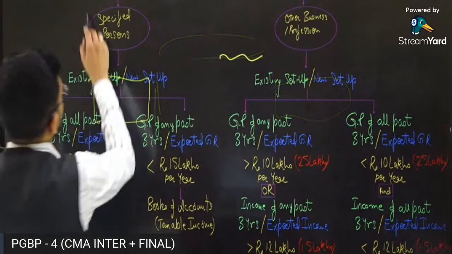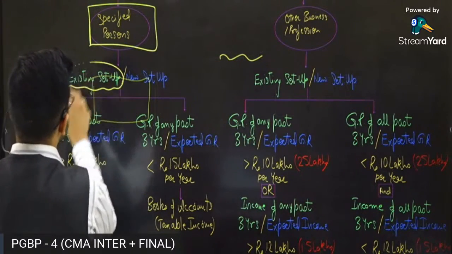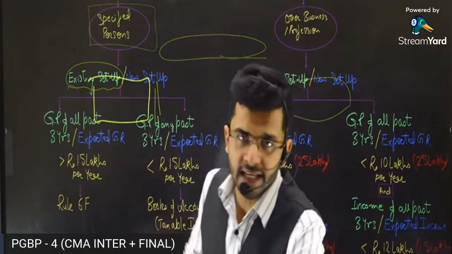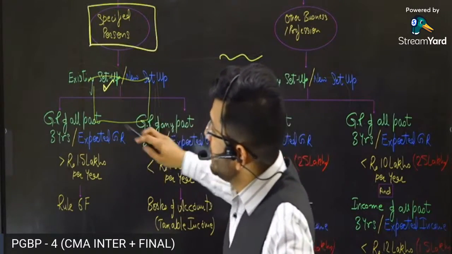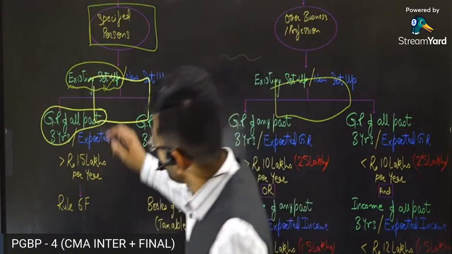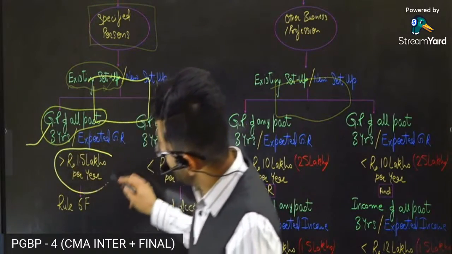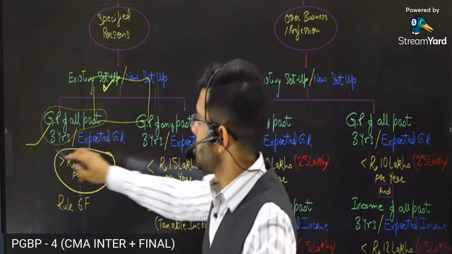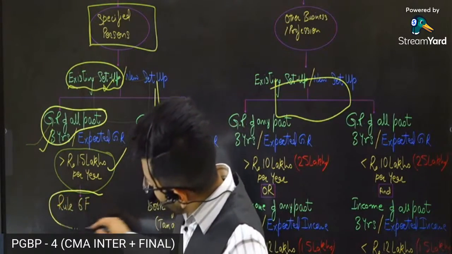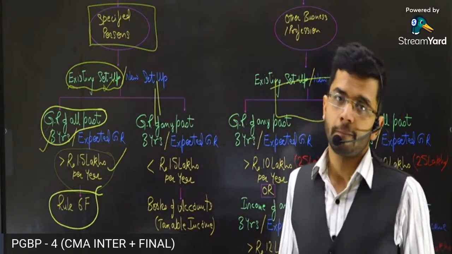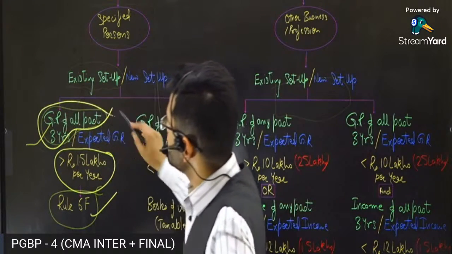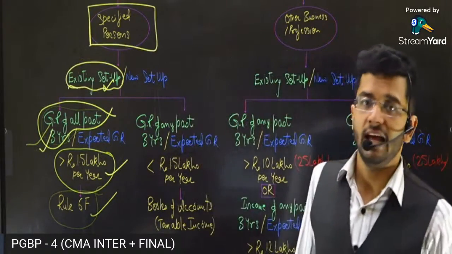Now, for specified persons, if you have an existing setup, which means you are already a businessman doing your business or profession, as the case may be, for a very long time, then what are we going to see? We are going to see the gross receipts of all the past 3 years. If your gross receipts of all the past 3 years exceed rupees 1.5 lakh per year, then you are required to prepare your books of accounts as per Rule 6F.